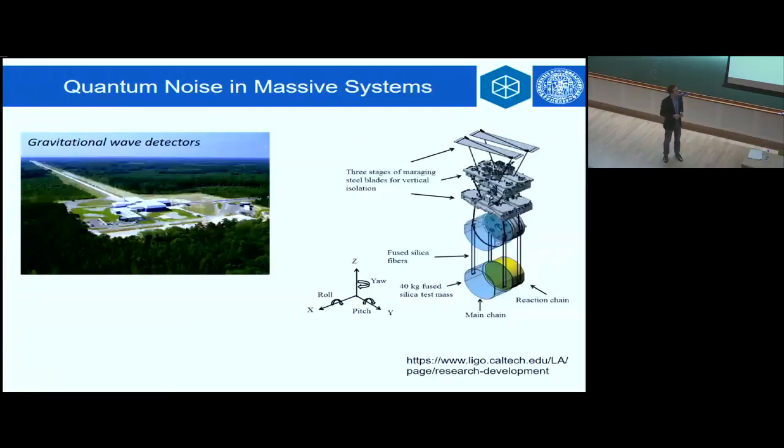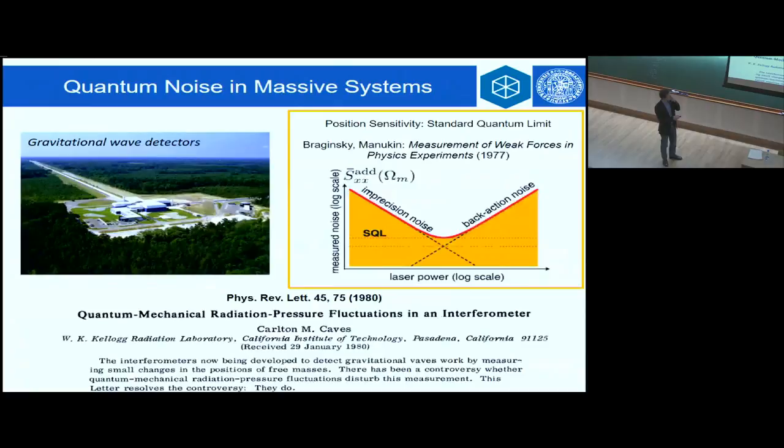Now one can already see here, this is essentially again a mechanical oscillator. Only now there's a mirror with 40 kilograms. And maybe one wouldn't really expect quantum effects there. But then, discussed in the 70s and 80s actually, was whether when there are really, really strong light fields, the shot noise of the radiation pressure would actually be a source of noise that is relevant to the system.